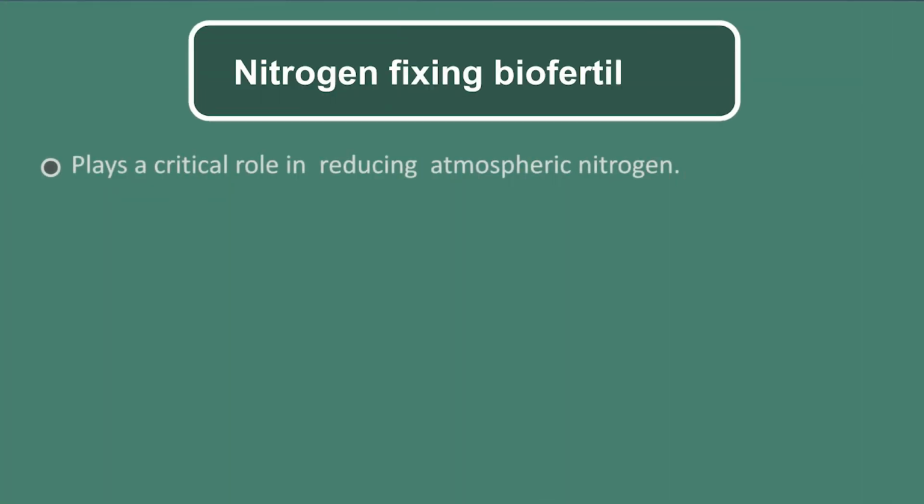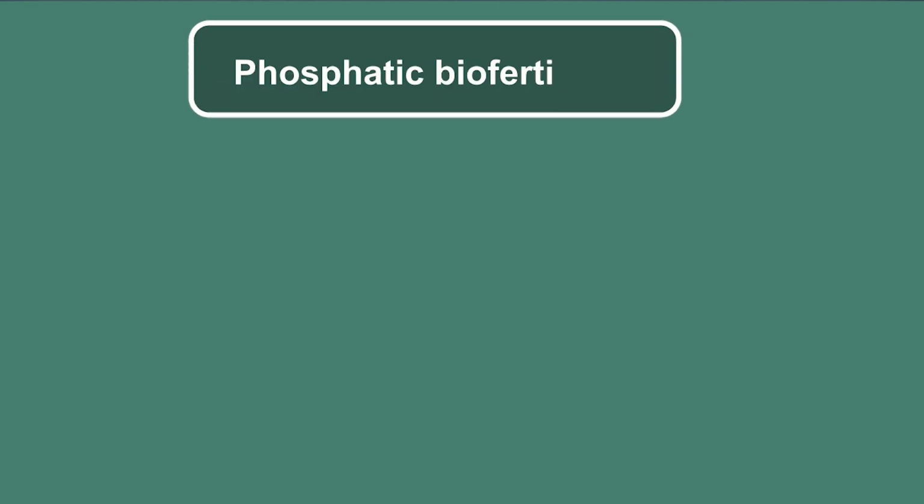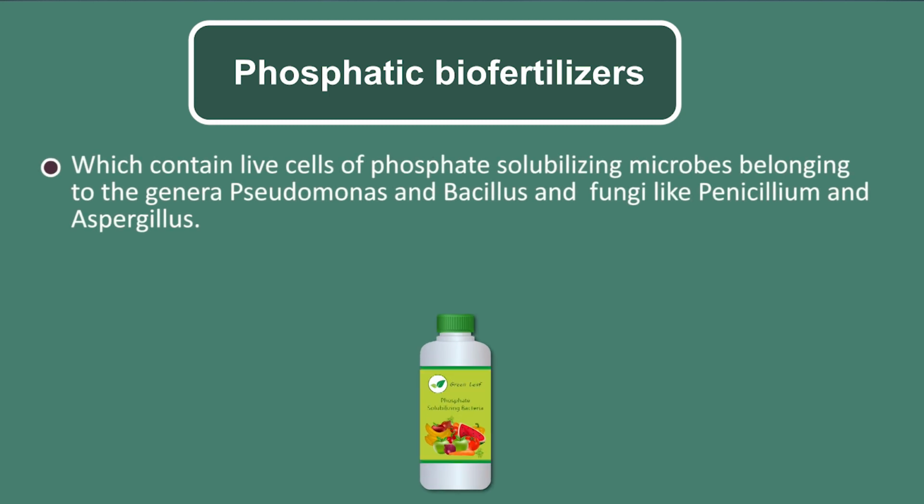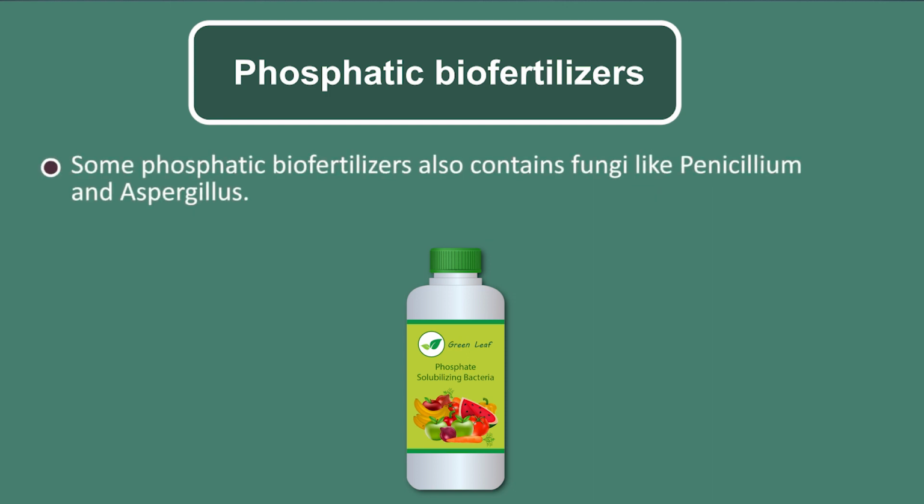Viewers, technically there are mainly three types of biofertilizer. First is nitrogen fixing biofertilizer, which plays a critical role in reducing atmospheric nitrogen. Next is phosphatic biofertilizer, which contains live cells of phosphate solubilizing microbes belonging to the genera Pseudomonas and Bacillus. Some phosphate biofertilizers also contain fungi like Penicillium and Aspergillus.